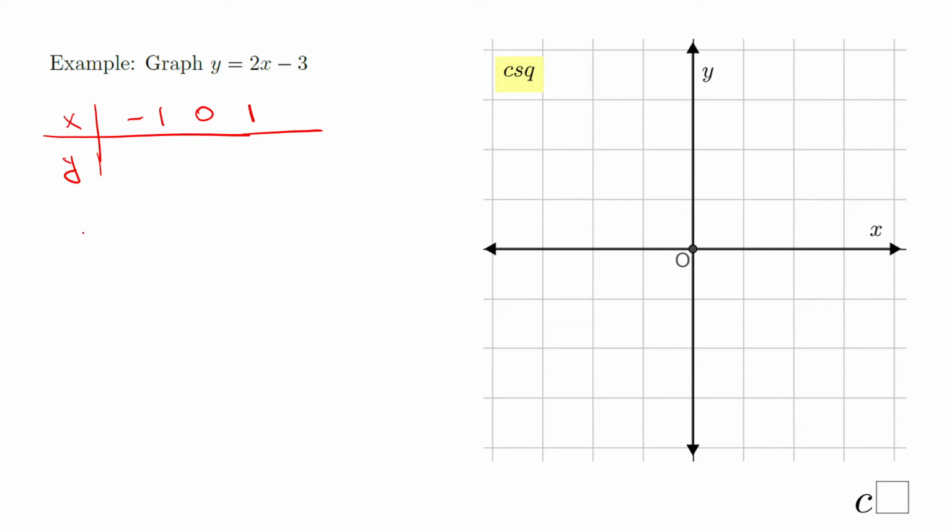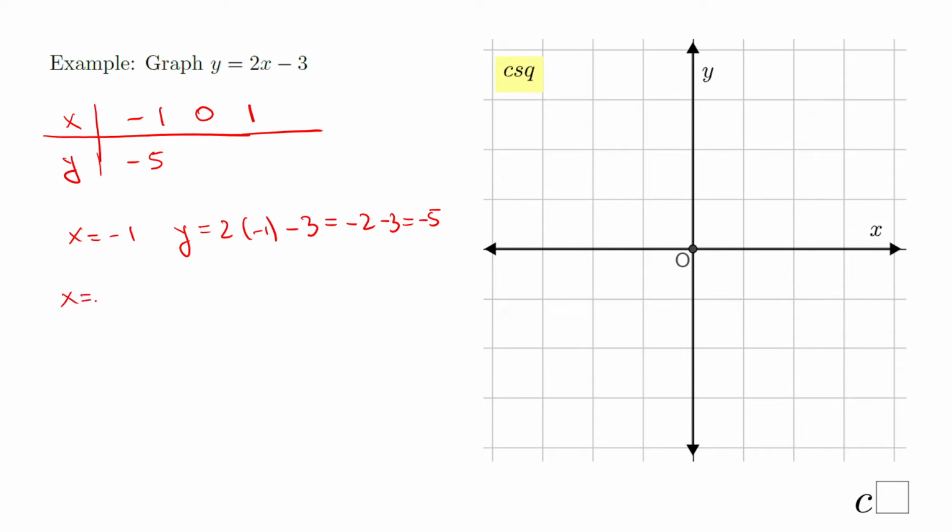And let's take a look at what happens when x equals negative 1. We have y equals 2 times negative 1 minus 3, and that will be 2 times negative 1, negative 2, minus 3. That will be negative 5. And you can really put a point if that works for you. It doesn't work for me. 1 left, 5 down, I don't have enough space, so I'm going to move to the next one.